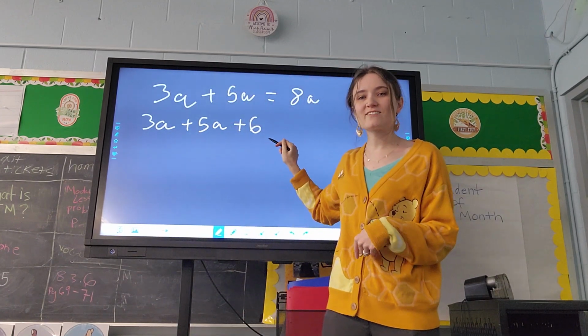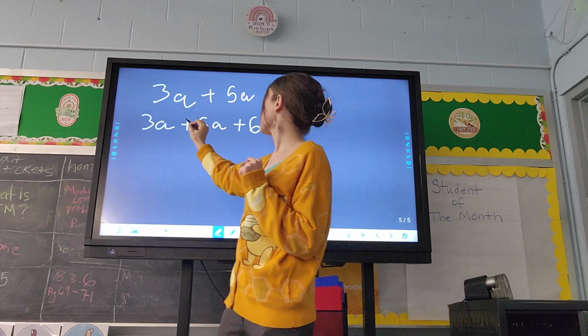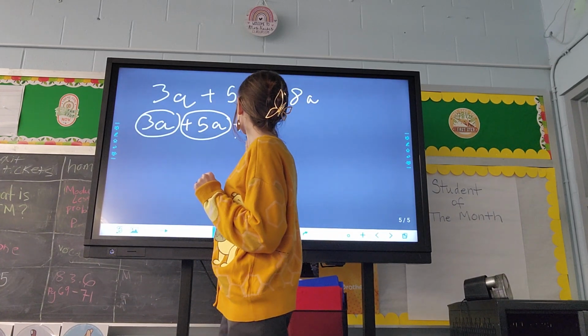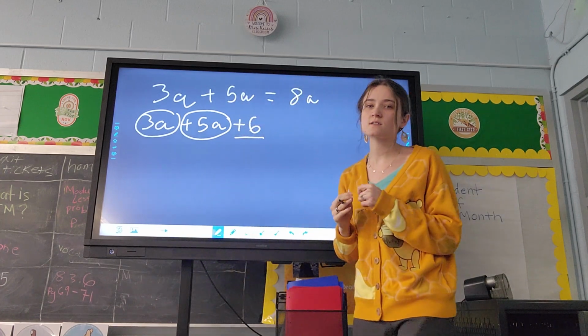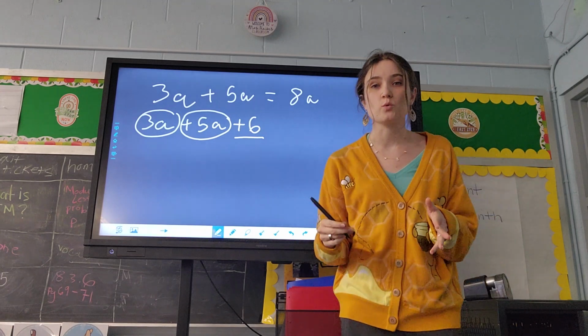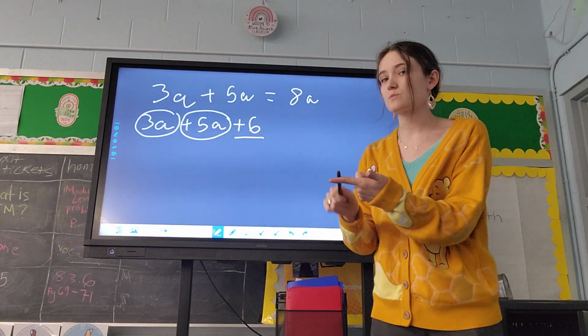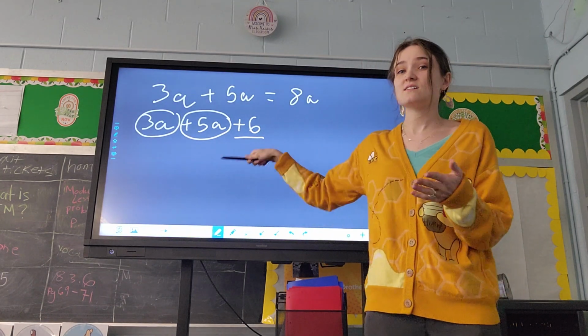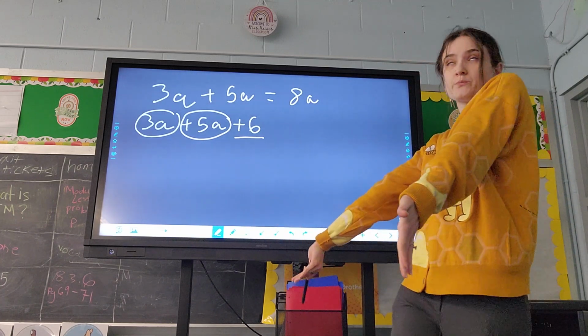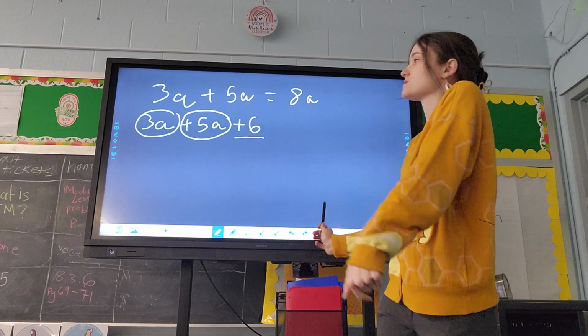Now what if we were given 3a plus 5a plus 6? 6 does not have an a, so this is what I do personally. I'm going to circle my a's and underline my 6. That way I know what gets grouped together. It's like when you're looking at a silverware drawer. You put the forks with the forks and the spoons with the spoons and the knives with the knives. Same thing here. I put the a's with the a's and the integers with the integers. Simple. But I'm a little biased, so.